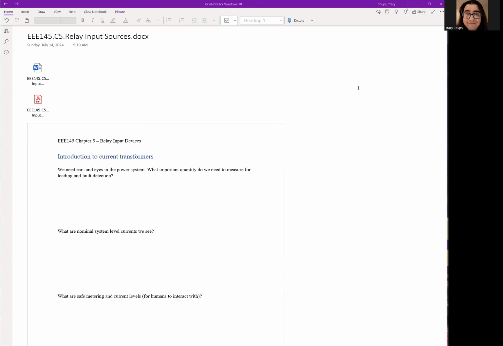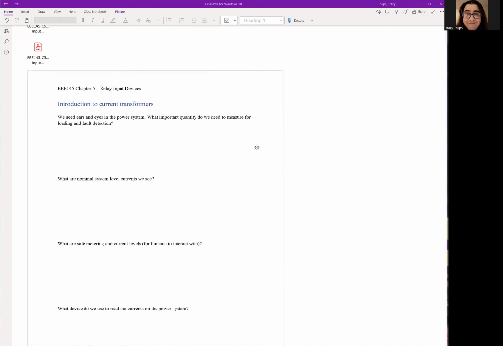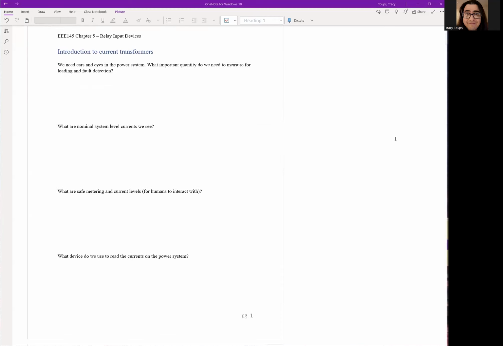Okay, so now we're going to talk about how the relays themselves get the voltage and current measurements from the system. We talked earlier that we have some type of instrumentation transformer that will help us do that. So let's first start talking about how to transform the current.